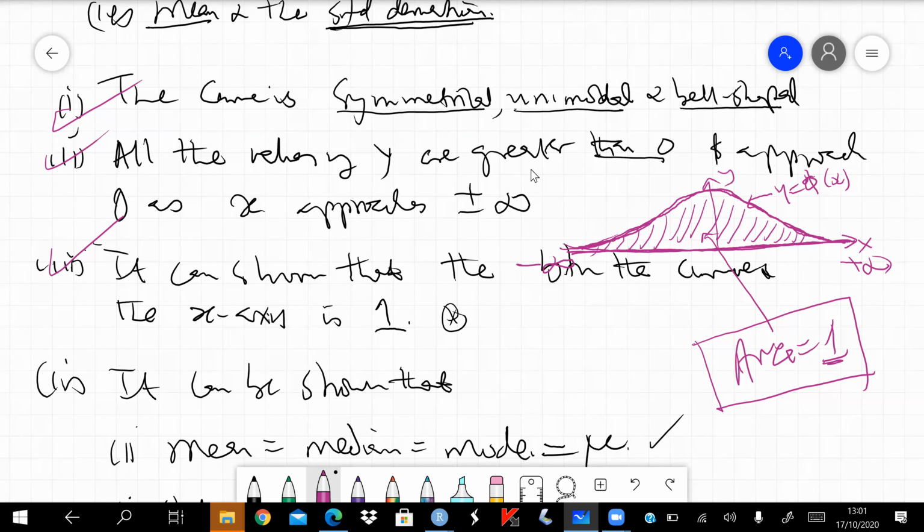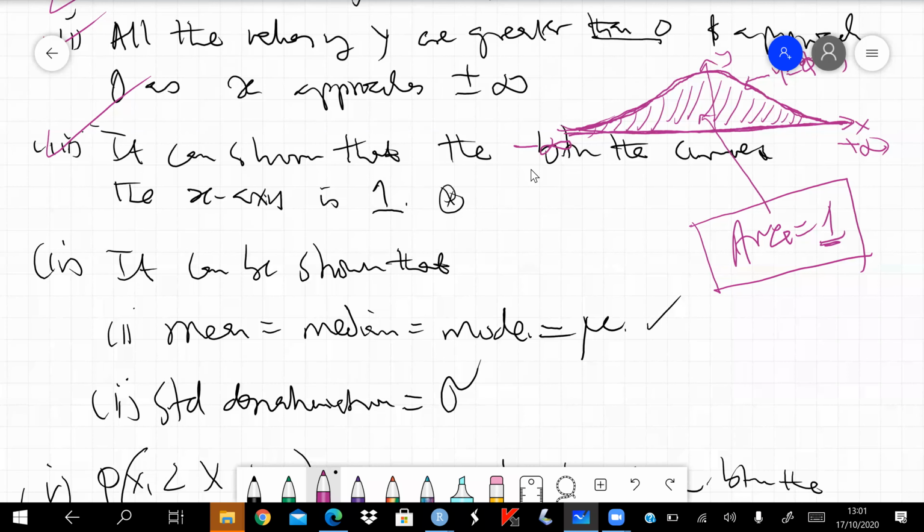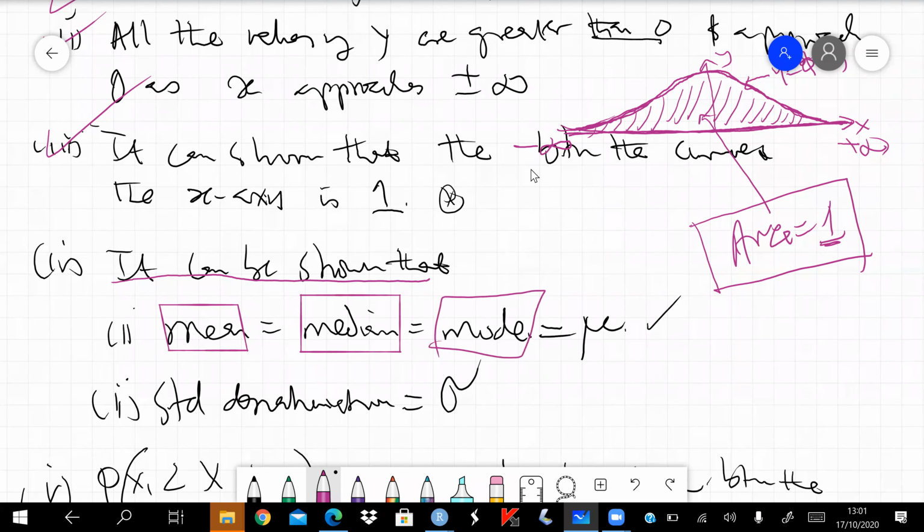Then it can be shown, and in the illustrations that we had in R, we were able to show that the median is equal to the mean is equal to the mode. We were able to show that these three are equal. Then it can be shown that those three are actually the parameter mu.